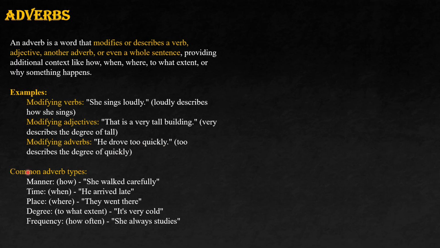Next one is the common adverb types. One is manner: she walked carefully. When it comes to showing how exactly something has been done, we use this one. Time: he arrived late. It defines the timeline, when exactly, not quantifying. Place: they went there, the place where. Next, it's very cold, which shows the degree. And then she always studies, which shows the frequency of study, how frequently she studies.